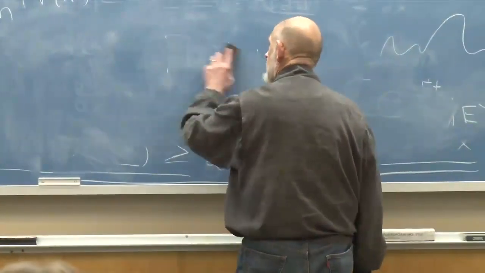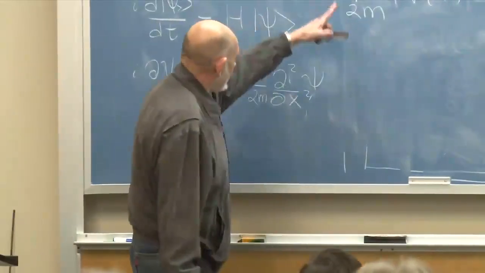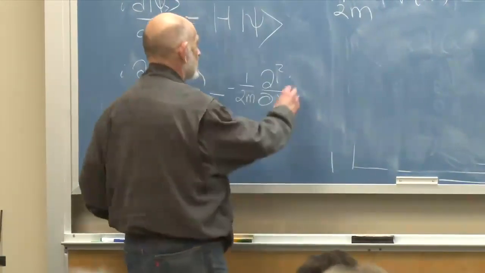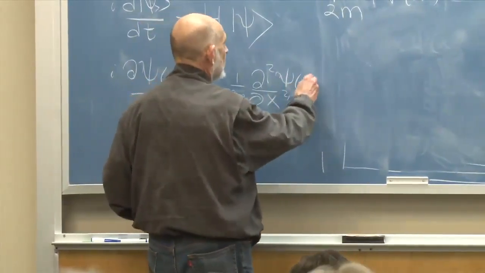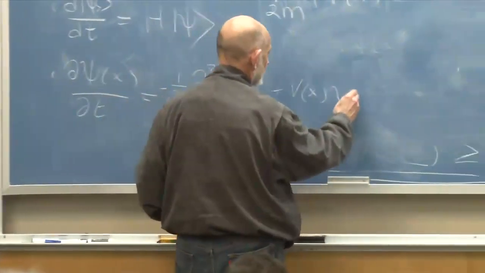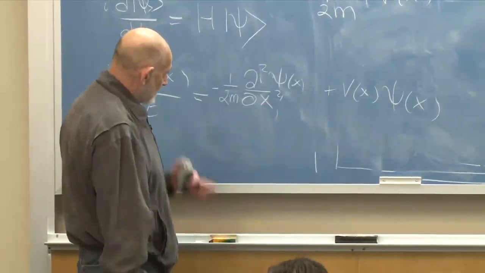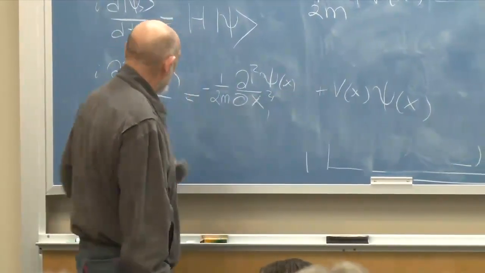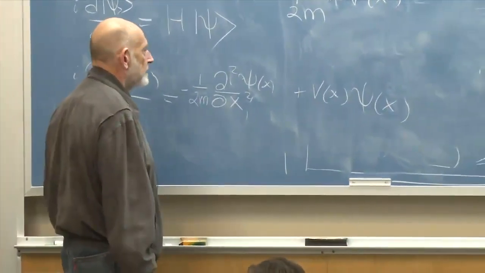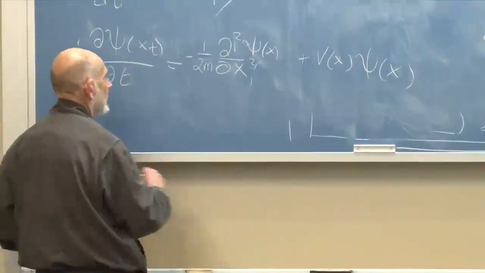All right, so that's one term, 1 over 2m, second derivative of psi. And the other term is just plus v of x times psi of x. When v of x acts on psi of x, it just multiplies it. And this becomes the Schrodinger equation. This is the Schrodinger equation for how the wave function changes with time. It's also depending on time.